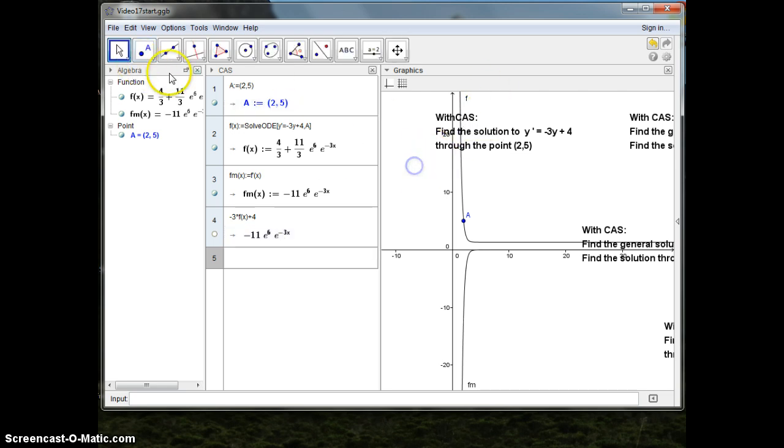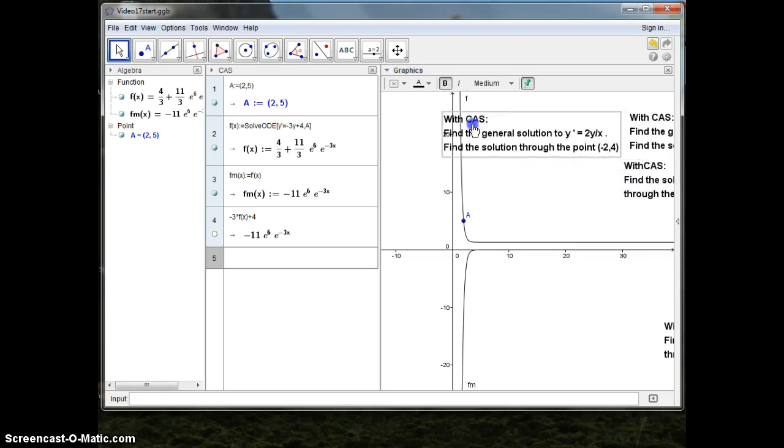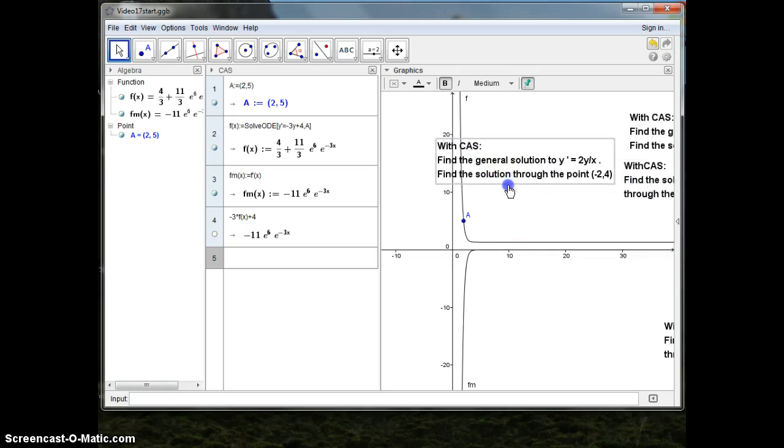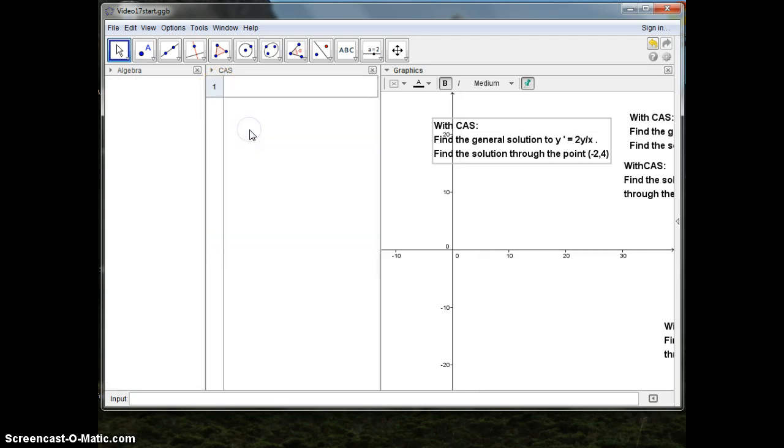Okay. And next time. Next task. Here it is. Find a general solution to something. Well, now I'll start all over. Away with that one, and everything depending on it disappears. So I want to find the general solution.